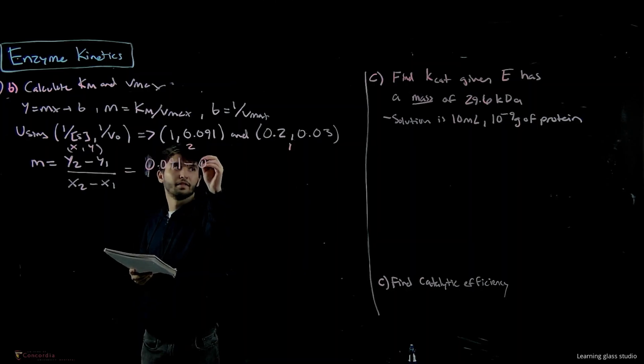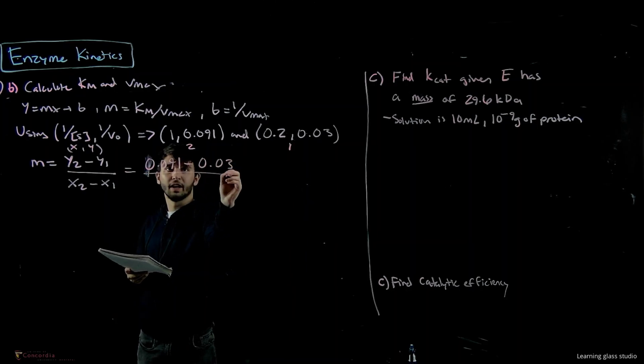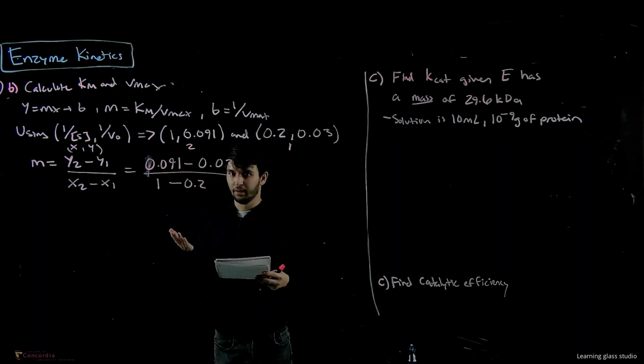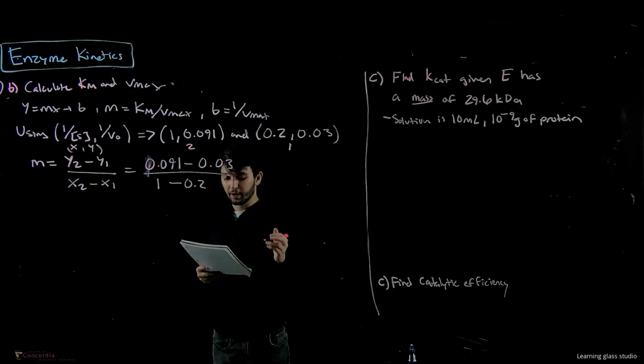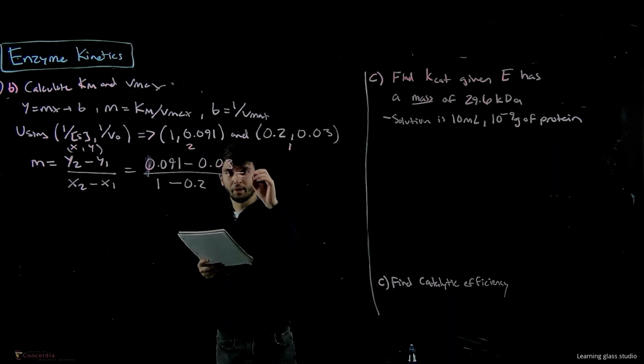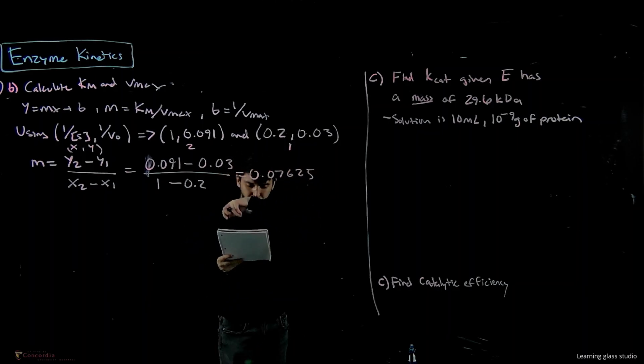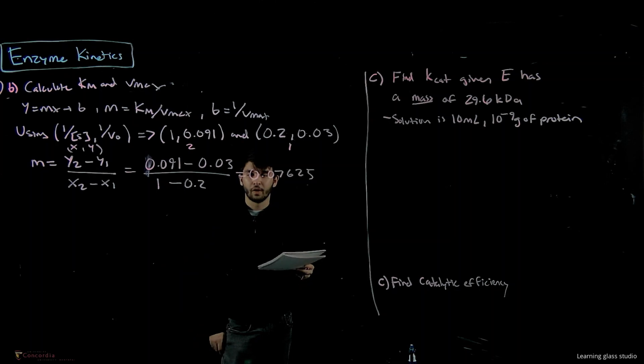So we get 0.091 minus 0.03, so the y is over the x, 1 minus 0.2. I'm just leaving units out of this to make it a little easier and faster. This gives us a slope of 0.07625. This is just an approximation, by the way. If you put all these points in Excel and use a linear regression model, you'll get a much more accurate answer, but since you can't use Excel on a test, if you come across this kind of problem, this is how you would do it by hand.